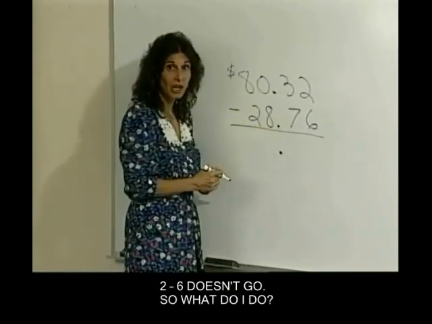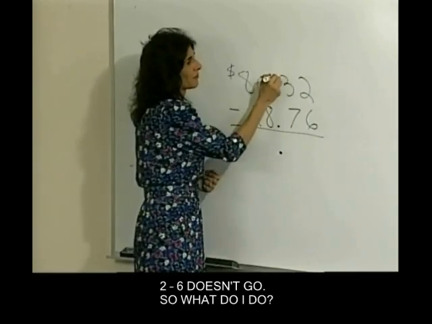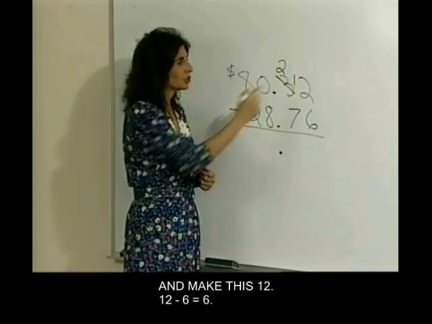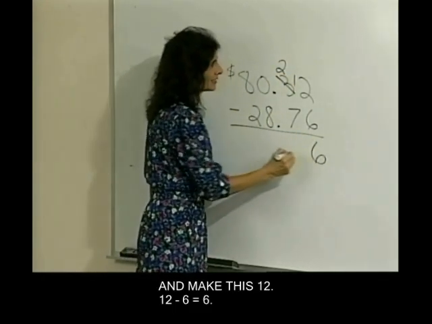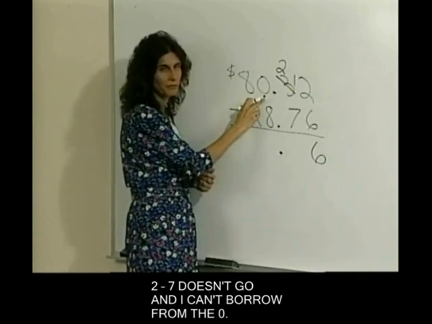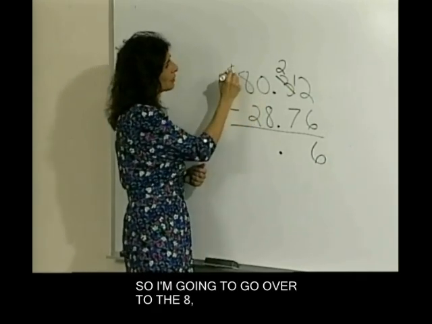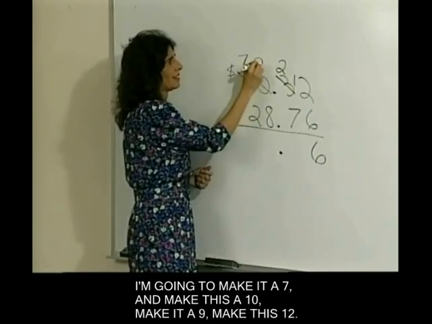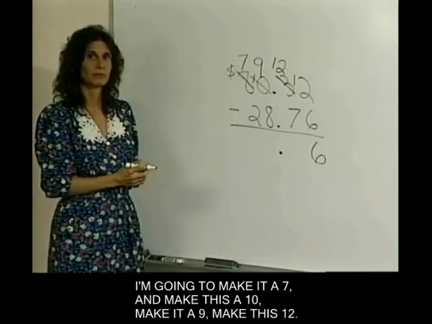2 minus 6 doesn't go. So what do I do? I borrow from my 3, make it a 2, and make this 12. 12 minus 6 is 6. 2 minus 7 doesn't go. And I can't borrow from the 0. So I'm going to go over to the 8. I'm going to make it a 7. And make this a 10. Make it a 9. Make this 12.